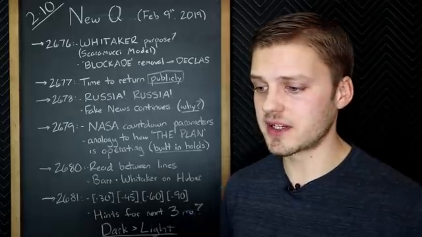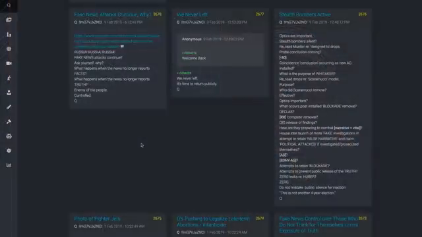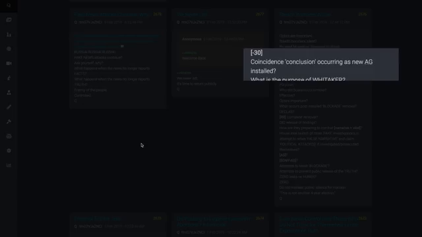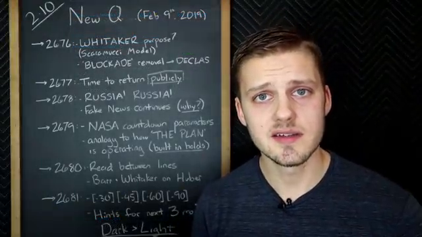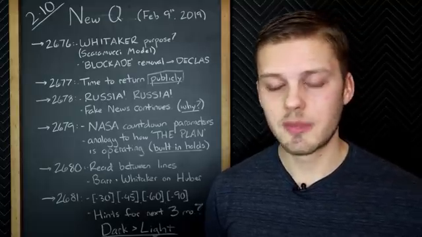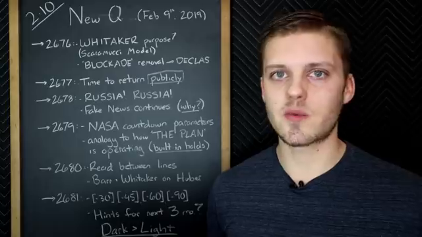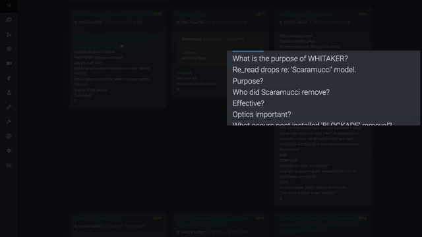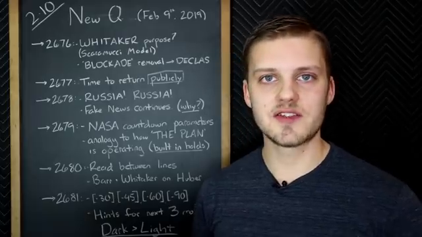All right, so in this particular drop, up at the top, coincidence conclusion occurring as new Attorney General installed. Quite a coincidence. William Barr going to be confirmed as new Attorney General very soon. But of course, we still have Matthew Whitaker in there right now. And then Q asking us, what is the purpose of Whitaker? Reread drops regarding Scaramucci model. Purpose, who did Scaramucci remove? Effective, optics important. So let's answer those questions.